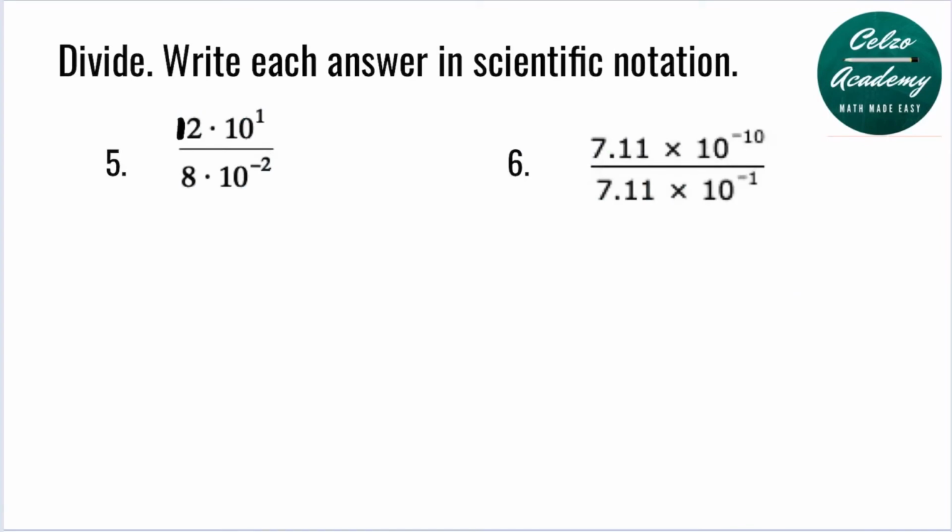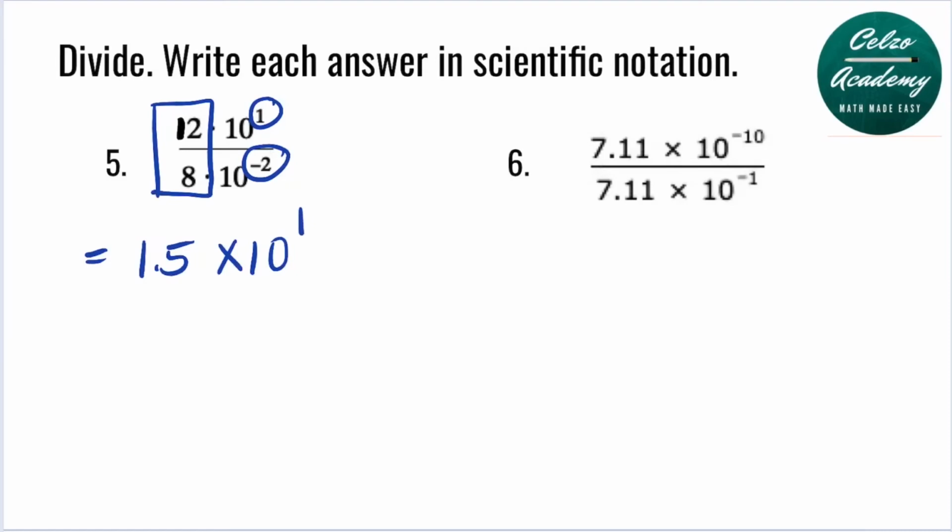Question number 5. 12 times 10 to the first power divided by 8 times 10 to the power of negative 2. First step, we need to divide the a values, 12 divided by 8. And 12 divided by 8 is the same thing as 1.5. Now we need to subtract the powers, 1 minus negative 2. So we have times 10 to the power of 1 minus negative 2, and that becomes plus 2. So the final answer is 1.5 times 10 to the power of 3.